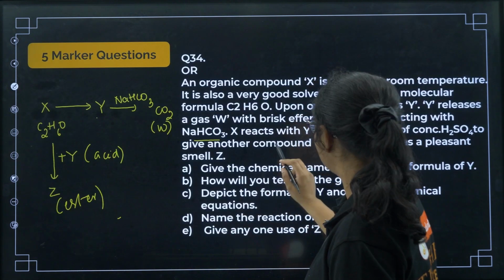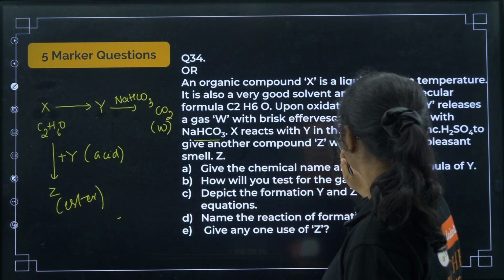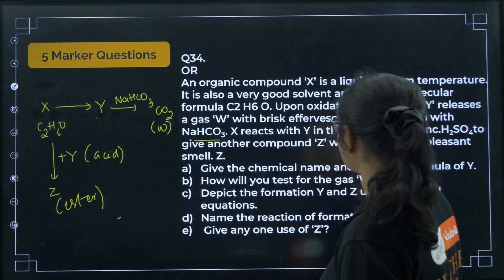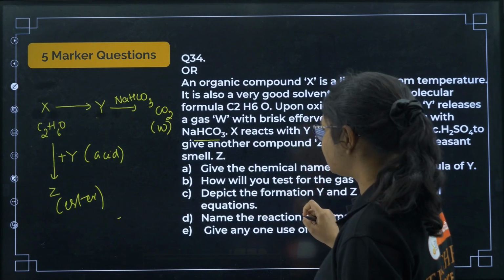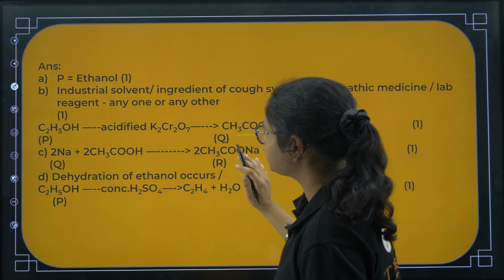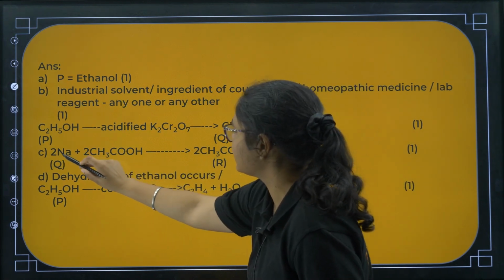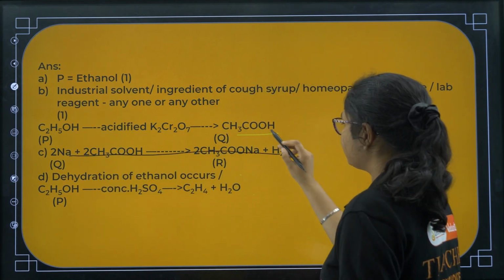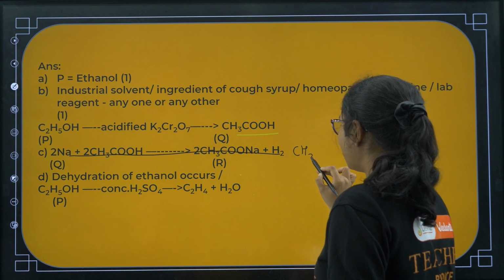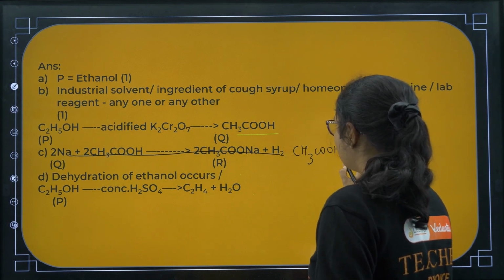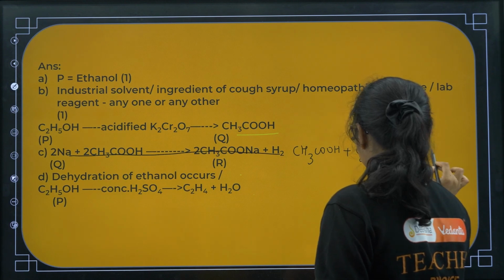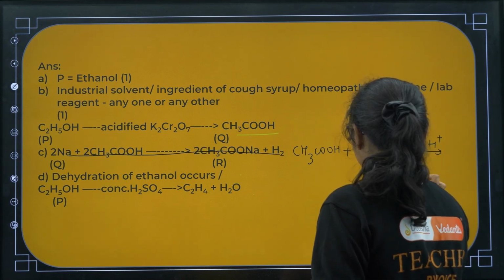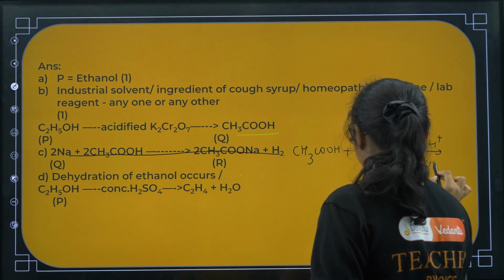Just a minute. X reacts with Y in the presence of concentrated sulfuric acid to give another compound Z, which has a pleasant smell. Yes, so this reaction is wrong. Okay, this part is wrong. Let me correct it. This is not like this. See, what will happen here? Your acid will react with your alcohols, okay, in the presence of H plus to give you ester.